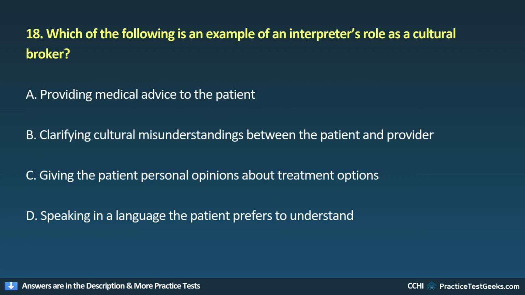18. Which of the following is an example of an interpreter's role as a cultural broker? A. Providing medical advice to the patient. B. Clarifying cultural misunderstandings between the patient and provider. C. Giving the patient personal opinions about treatment options. D. Speaking in a language the patient prefers to understand.